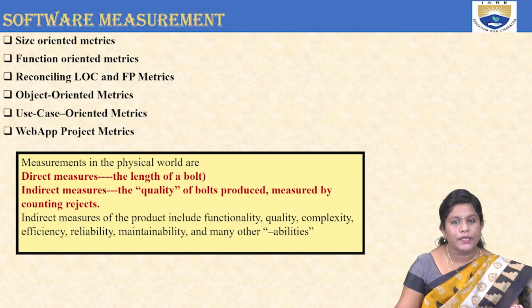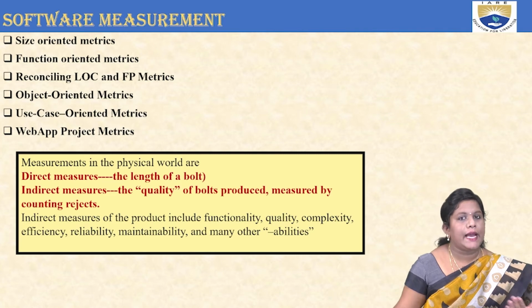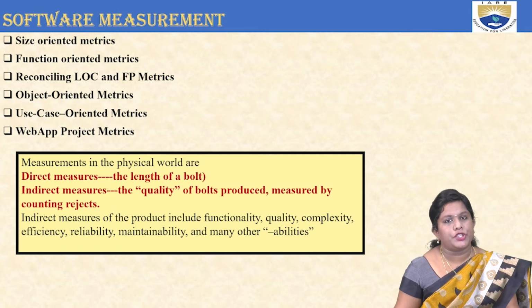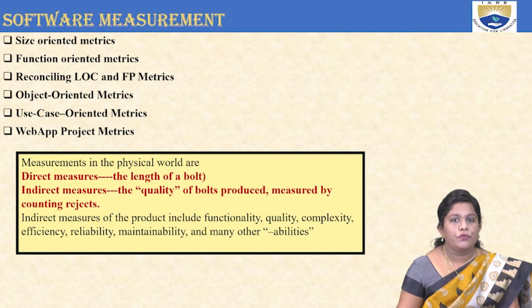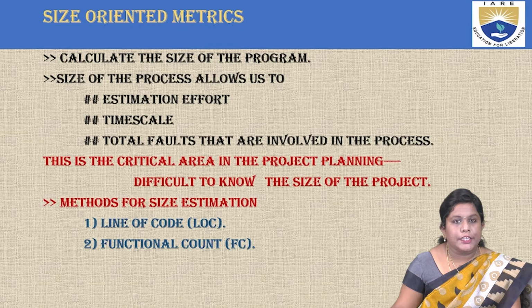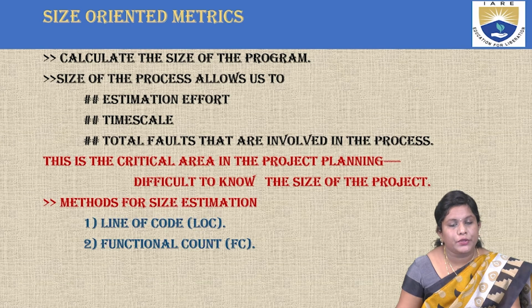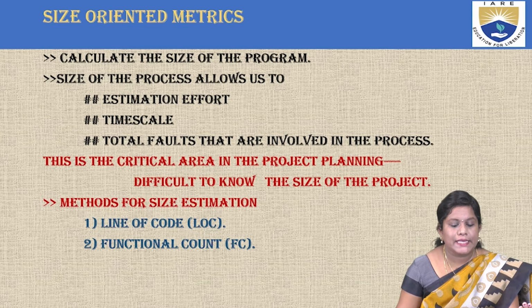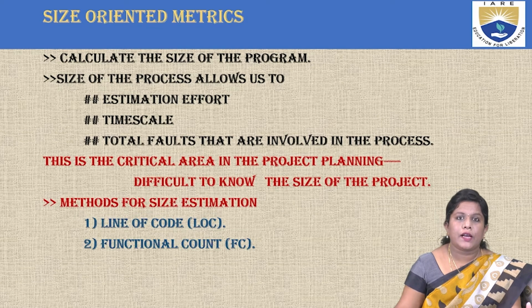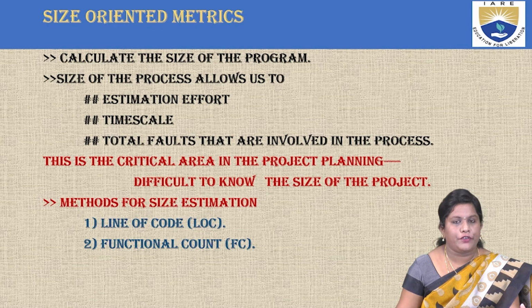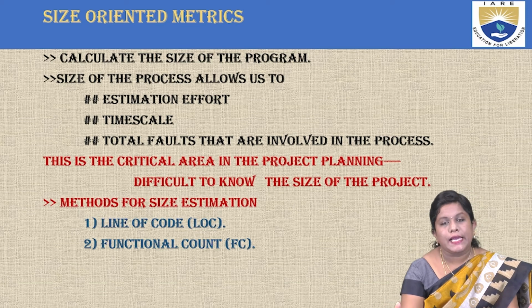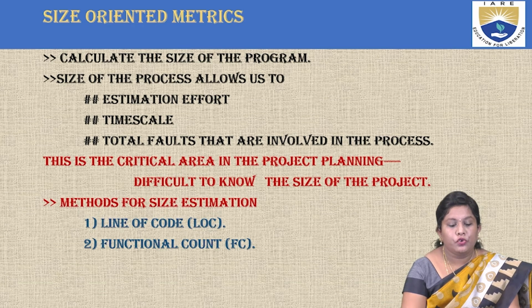So all these mentioned things will be considered as indirect metrics or indirect measures. So moving to how you calculate things is the continuation of the size-oriented metrics. When we say size metrics, or when you are trying to calculate the size of a program, it allows us to calculate the estimation effort, or in other terms, the size of a program allows us to do a few things.